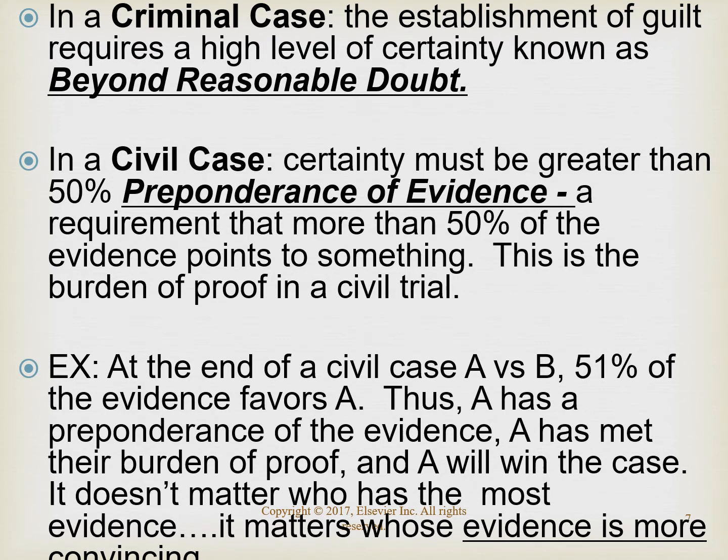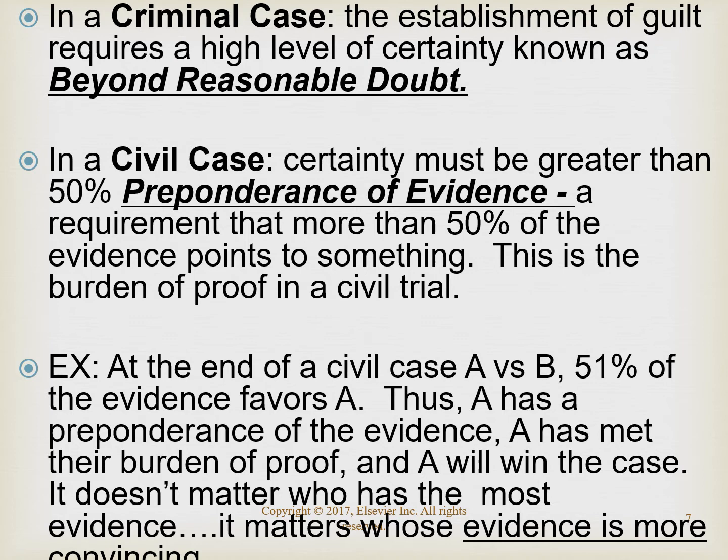So in a criminal case, the establishment of guilt requires a high level of certainty. And we've all heard this on television also. It's called beyond a reasonable doubt. You have to say that we, the jury, think this person is guilty beyond a reasonable doubt.